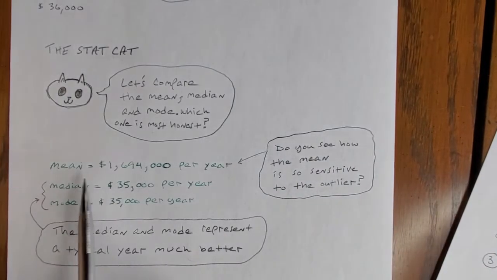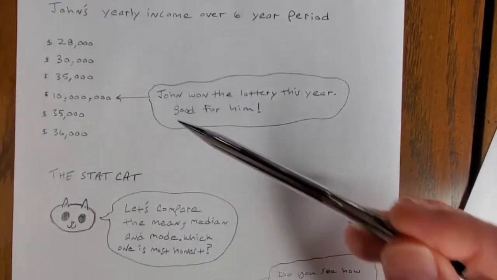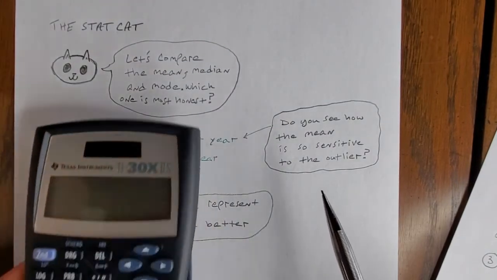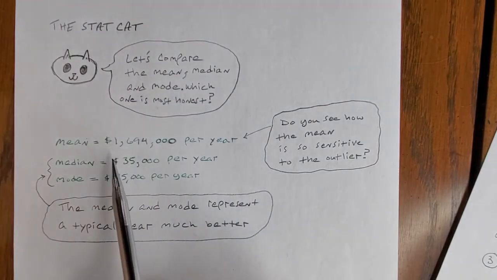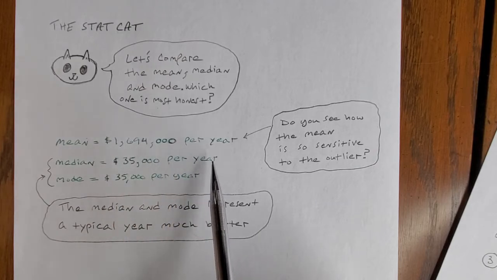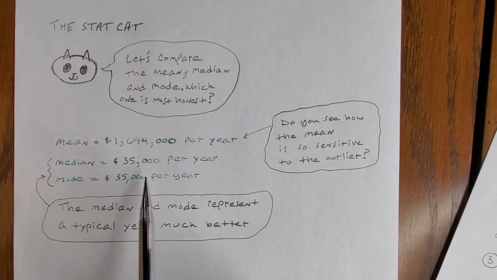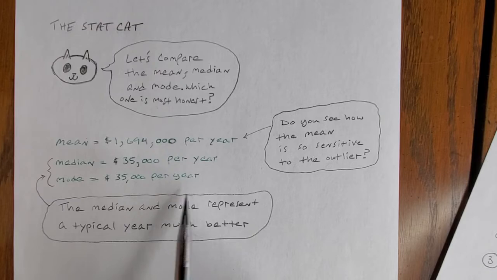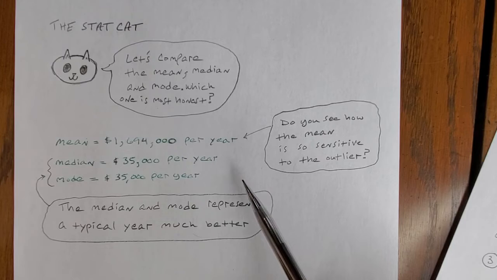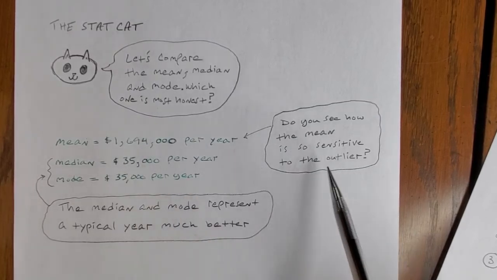So the mean of that data set, the mean yearly income, I calculated it with my handheld calculator right here. I got $1,694,000 per year. The median, $35,000 per year. And the mode, also $35,000 per year. Now, which one seems the most honest? Do you think you could say, well, John's mean yearly income was over $1 million a year?